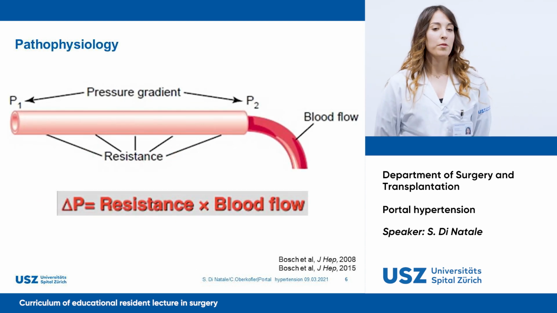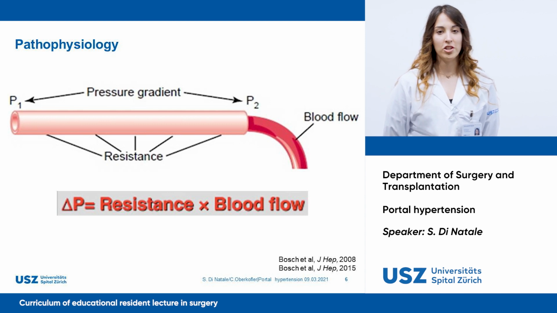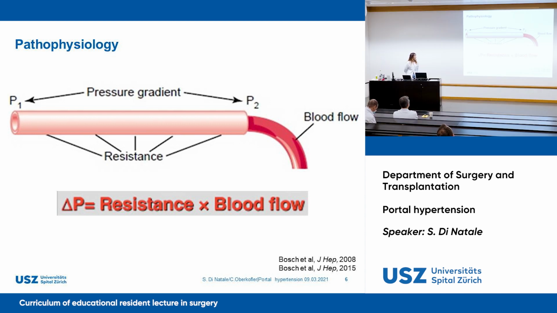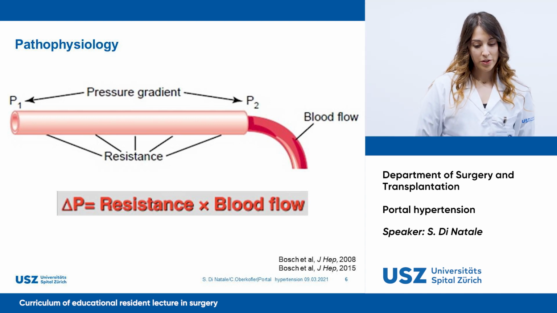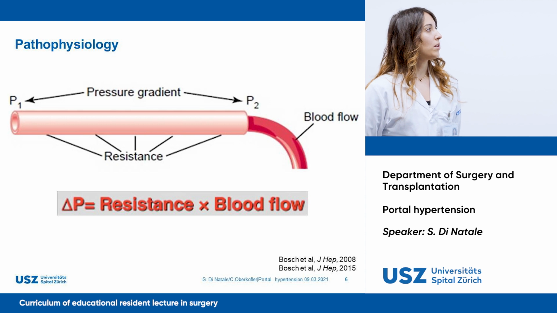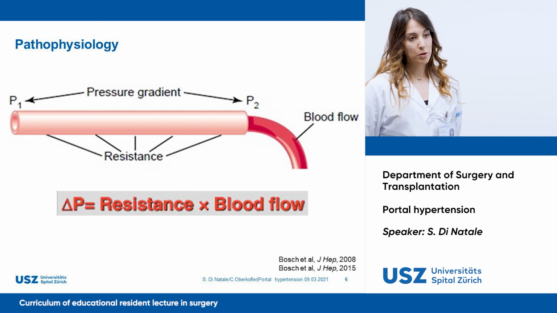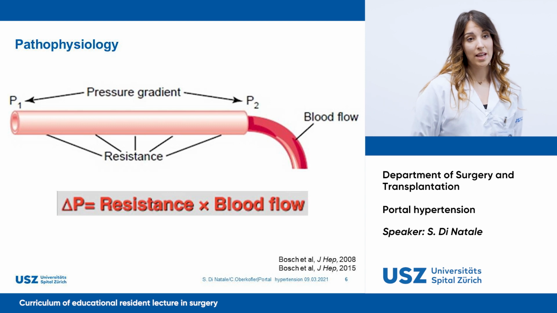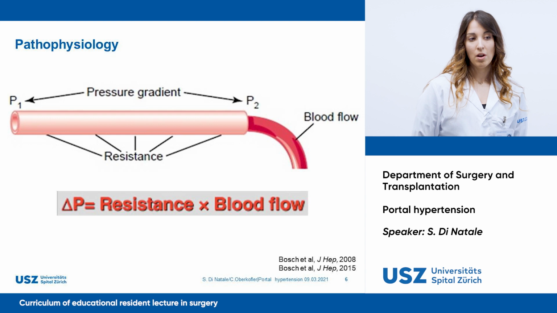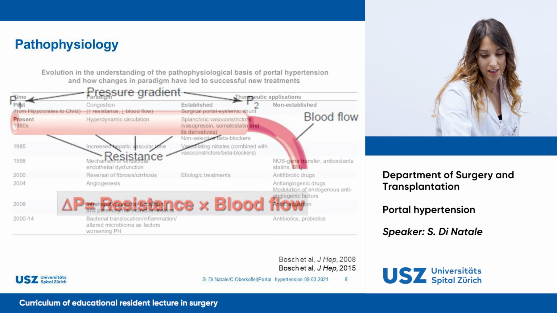The knowledge of the pathophysiology of portal hypertension has changed dramatically in the past decades. When considering the pathophysiology, it is very important to look at Ohm's law. The portal pressure is directly proportional to the amount of blood flowing through the portal circulation and the resistance opposing this flow. Therefore, an increase in portal pressure can be considered secondary to an increase in blood flow, an increase in resistance, or to a combination of both factors.